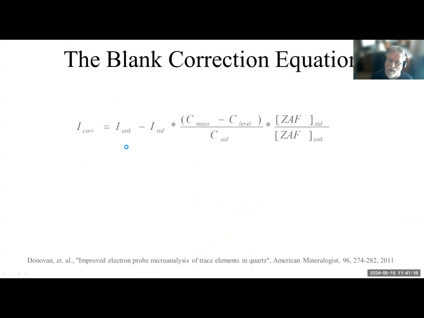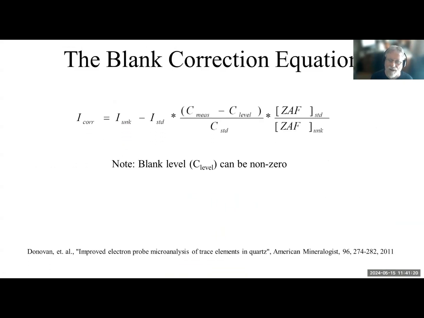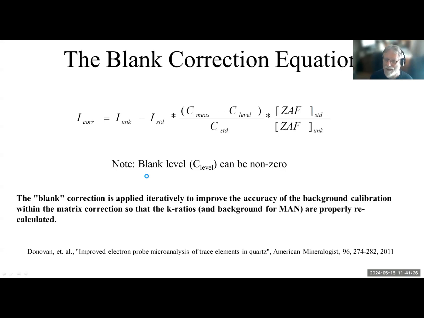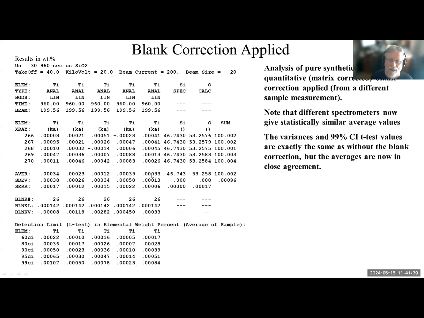And the way you figure it out is using the blank correction. And the blank correction, the level can be non-zero. I highly recommend that you get a 0 blank. The example you're going to see here is my quartz blank here. Synthetic quartz has got 1.4 ppm from ICP-MS. So it's not exactly 0, but it's very close to 0. But it is applied iteratively. And so here's the example here. Now this is the blank correction.